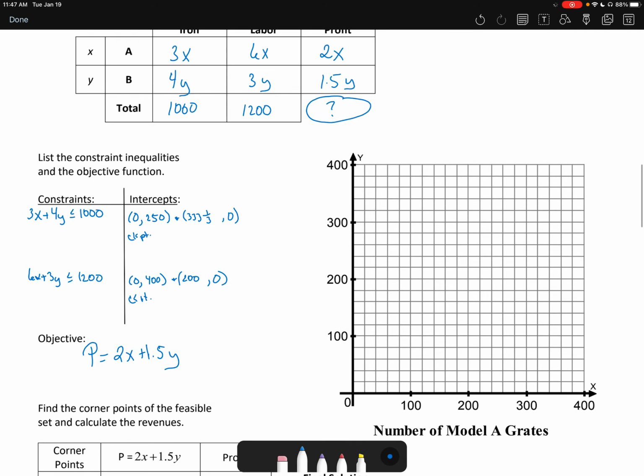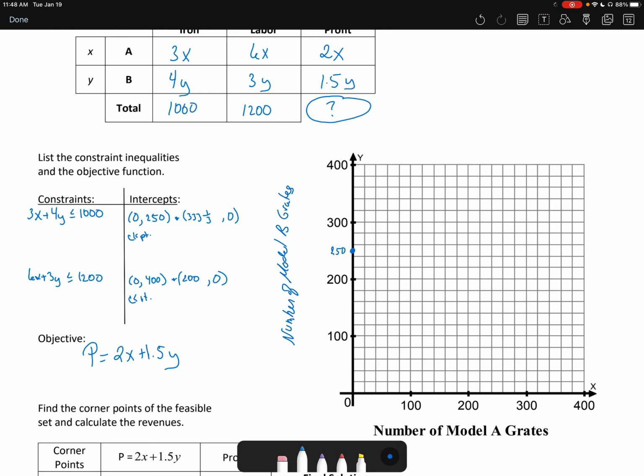So we've got model A grades over here, and these are actually, it got deleted off of here, but number of model B grades goes on this side. Those are my Y's. So let's see, the point where X is 0, Y is 250, so that would be like right here in the center. Looks like they're counting by 20s. This is 250.